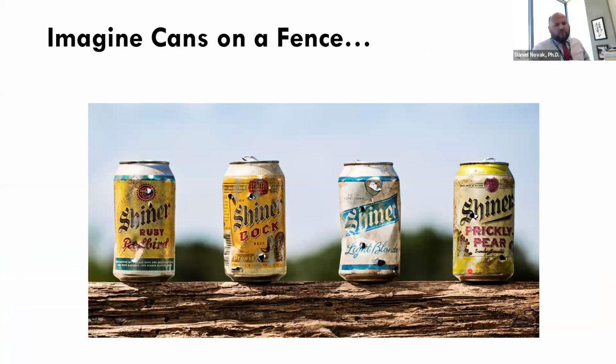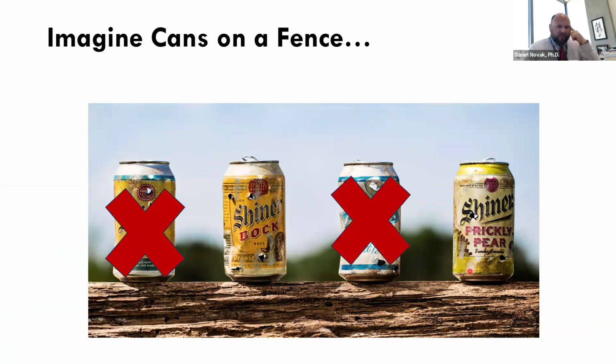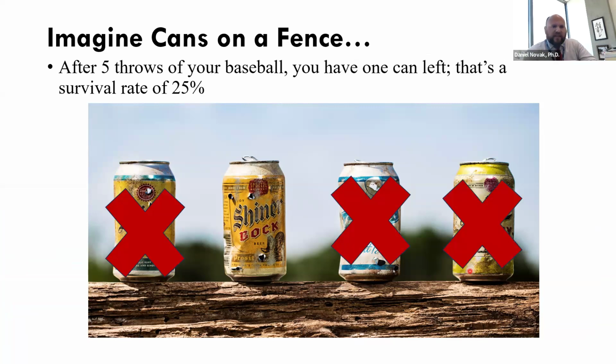Just to drive this home a little more to understand what survival looks like. Imagine I gave you 5 balls. This is the only image of cans on a fence that I could find that was not endorsing any particular brand. But imagine I give you 5 balls and you started throwing them at these cans. So you hit the first one, you missed the second one, you hit the third one, and you hit the fourth one. So out of 5 balls, after 5 throws, you have 1 can left. That means your survival rate is 25% in the 5 throws that I gave you.